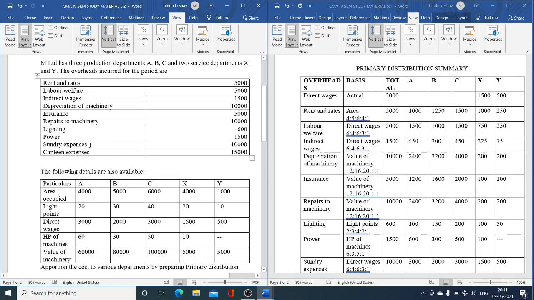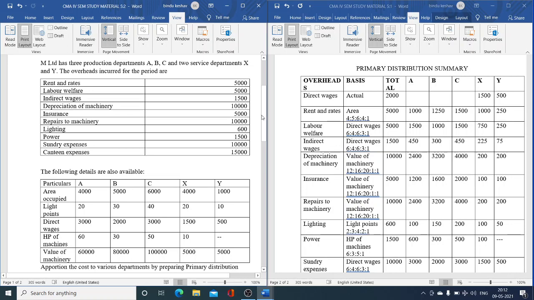Next we have the sundry expenses or the general expenses, which is based on the direct wages. So sundry expenses will be apportioned based on the direct wages. Then we have the canteen expenses. Canteen expenses, labor welfare and all these items will be apportioned based on the direct wages. So here we have direct wages 3,000, 2,000, 3,000, 1,500 and 500.